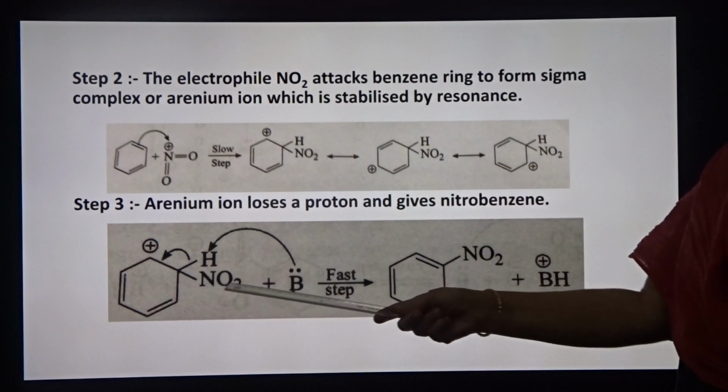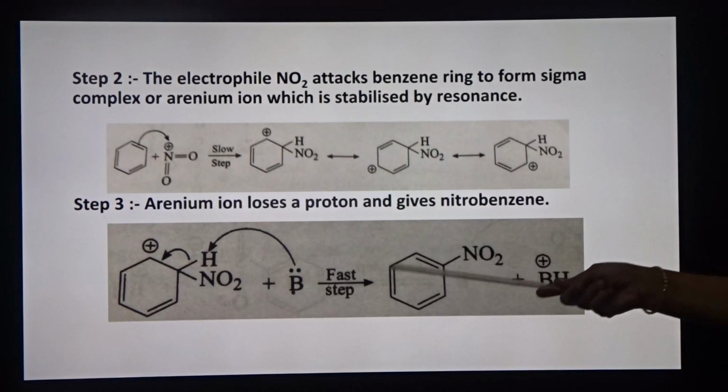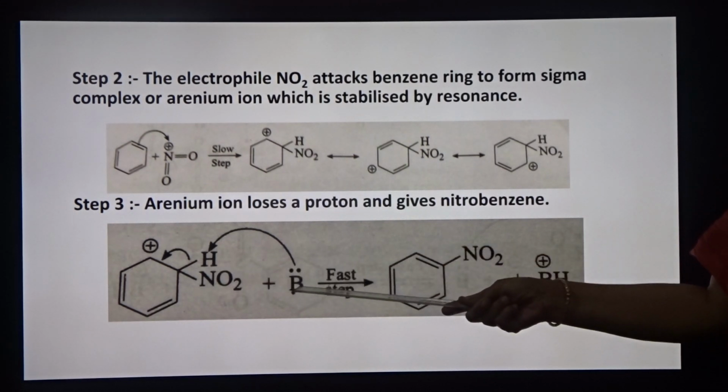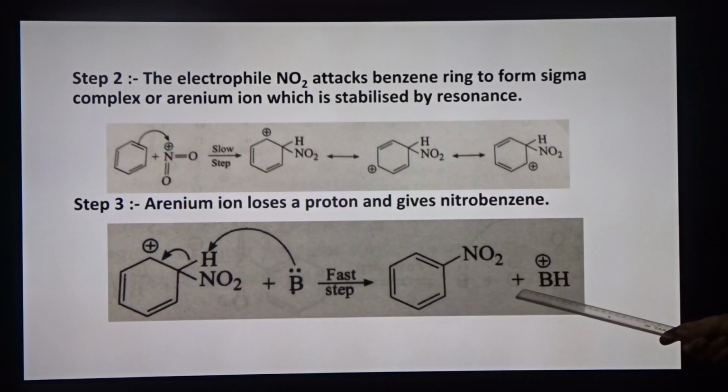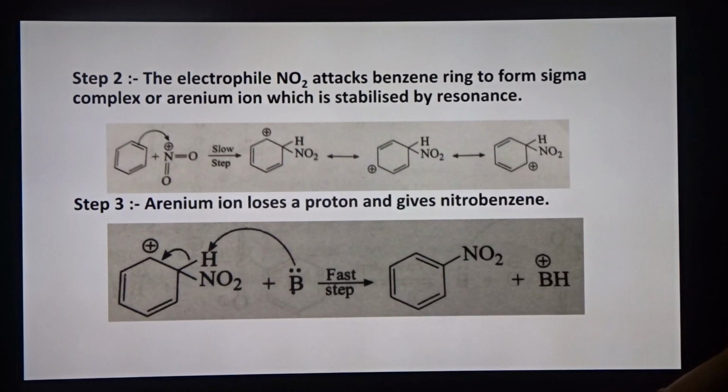Then the arenium ion loses a proton and gives nitrobenzene. This is the final product. Nitrobenzene is formed. This H plus is removed and reacts with a base to give BH. The base is regenerated, and here we are getting nitrobenzene as the final product.